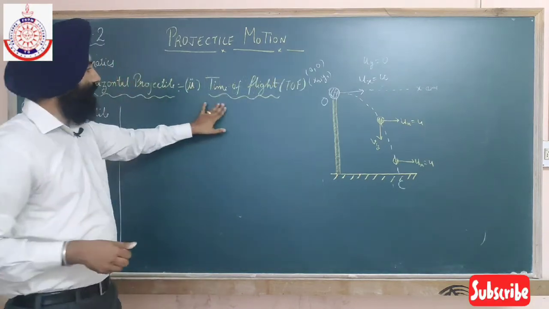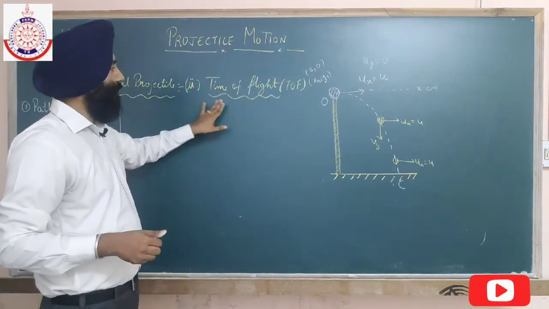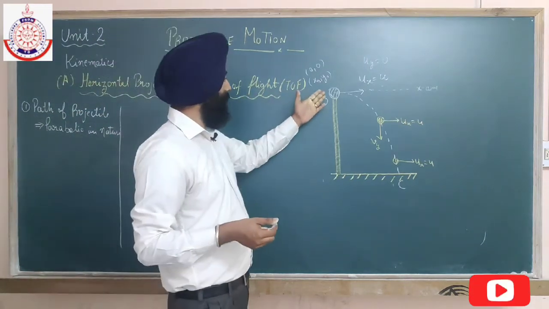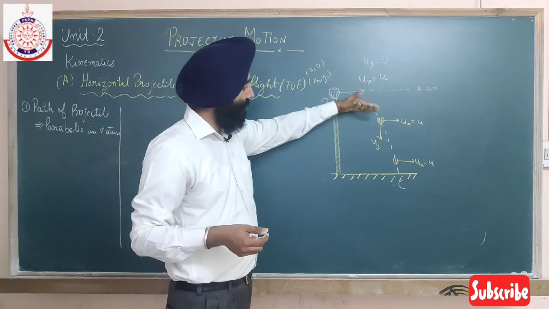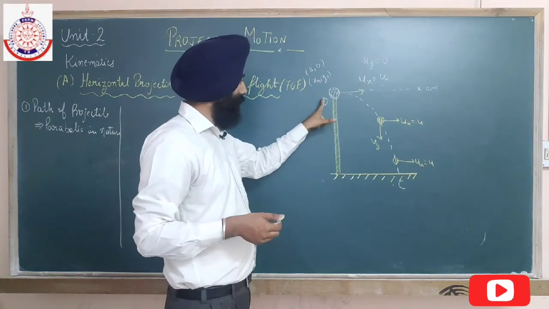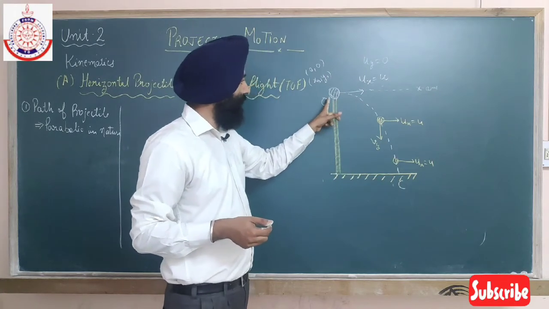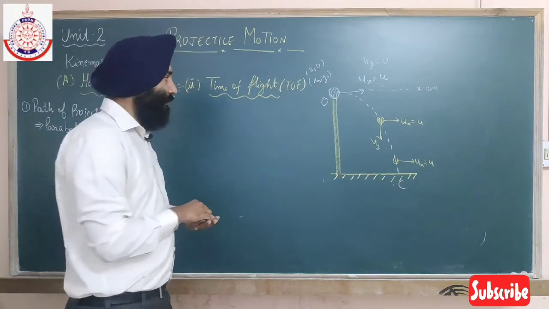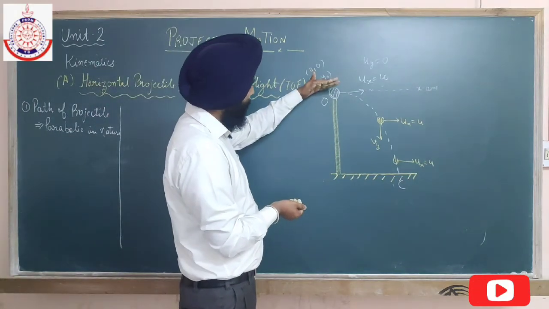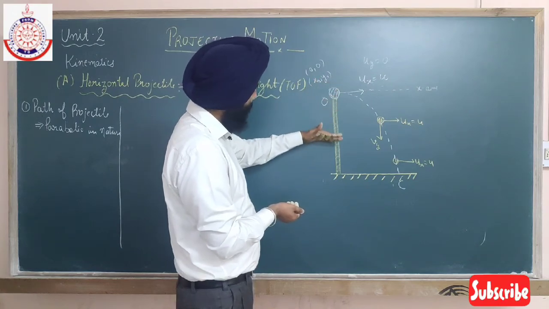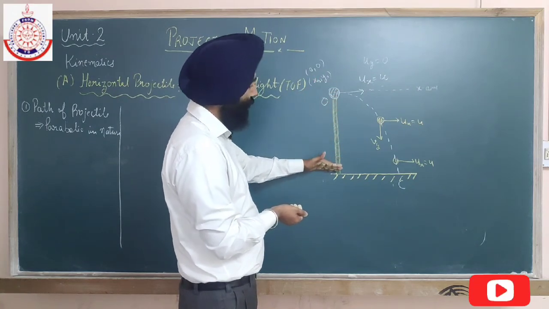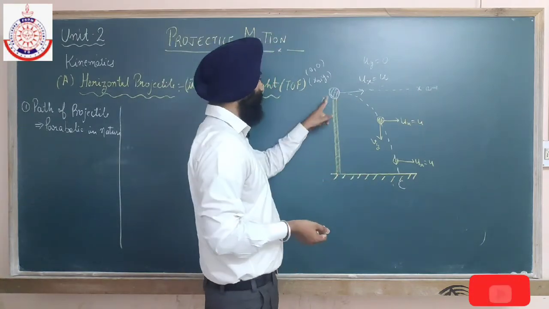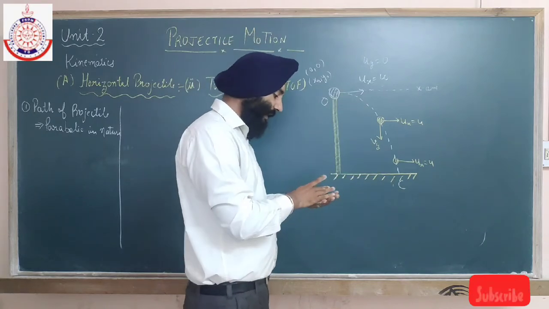Fine. Now the second point, time of flight. So what do you mean by time of flight? Time of flight is how much time this object is in the air. It means the time taken by the object from O to C is known as time of flight. So when the height tends to 0 बच्चे, तो उसकी फ्लाइट कंप्लीट हो जाएगी. It means it started from O and ended at point C.